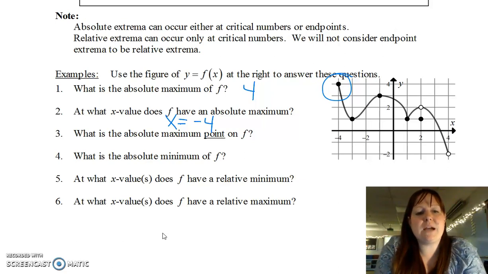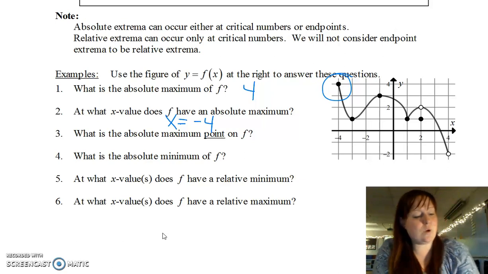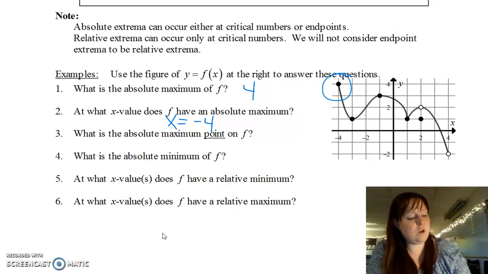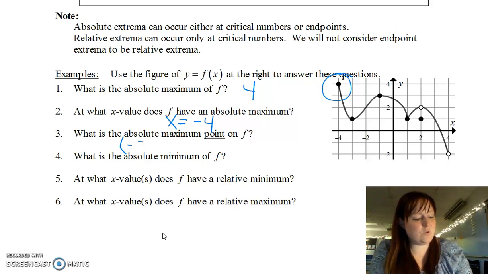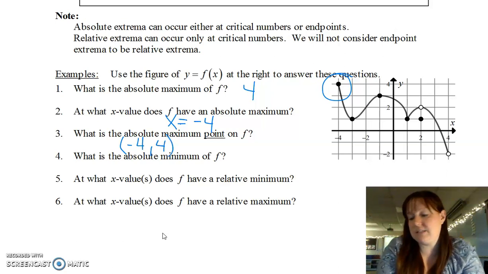What is the absolute maximum point of f? A point is going to have an x coordinate and a y coordinate. So the absolute maximum point would be where x equals -4, y equals 4. We just put those two pieces together.